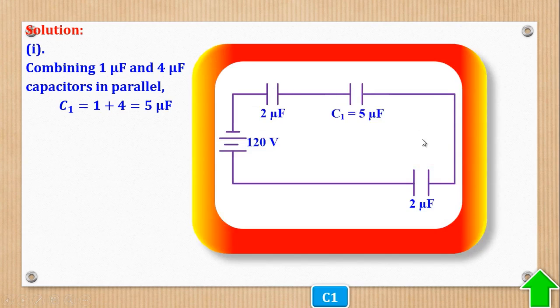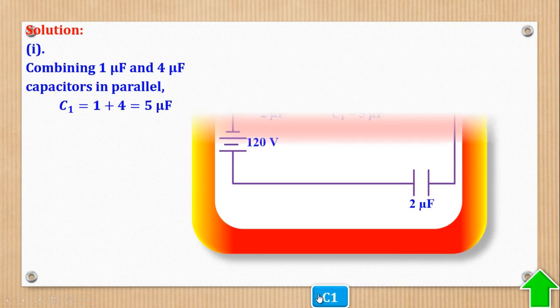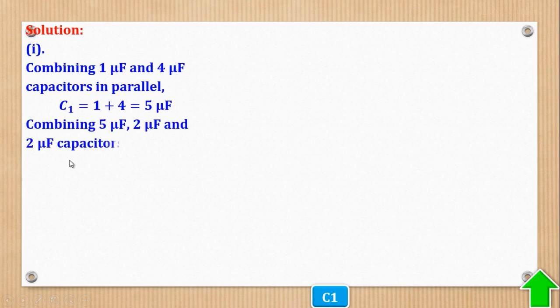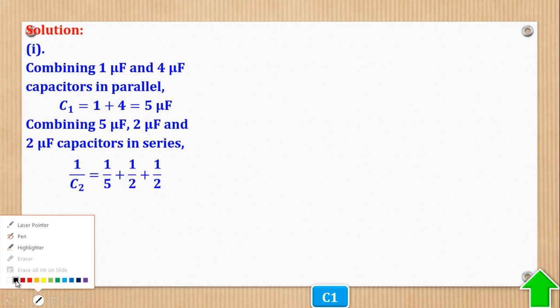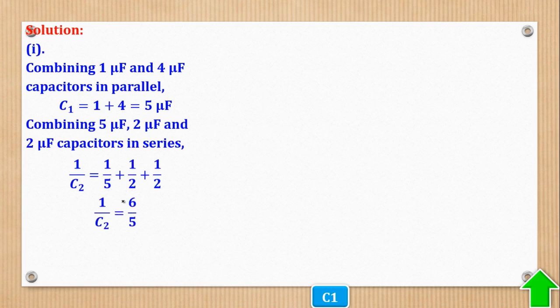So all these three are in series. Therefore, I have to get the effective capacitance in series. Because they are 3 and not 2, we shall use the reciprocal. So combining all those in series, 1 over C2 is equal to 1 over 5 plus 1 over 2 plus 1 over 2. Therefore, when I use the calculator, this one will give me 6 over 5. Therefore, C2 will be this. So that C2 is the total capacitance.